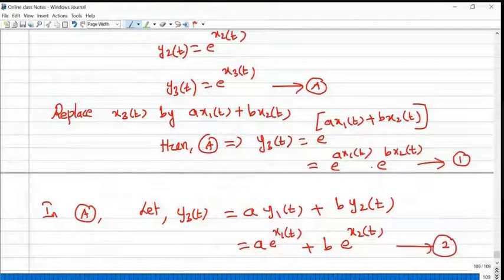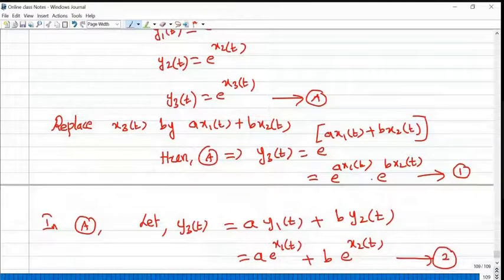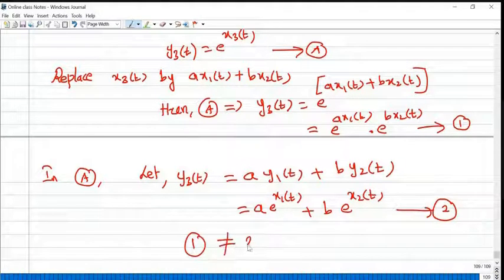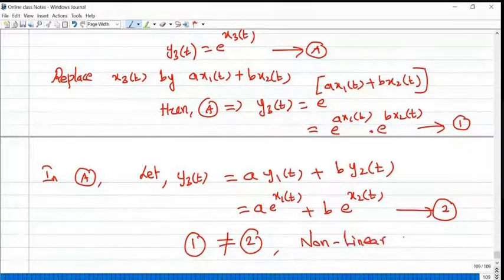Now check equation number 1 and 2. If both are equal, then the system is said to be a linear system. But in this example, we have e raised to a x1 of t dot e raised to b x2 of t, versus a e power x1 of t plus b e power x2 of t. This is entirely different. So equation 1 is not equal to 2. Therefore, the system is a non-linear system.